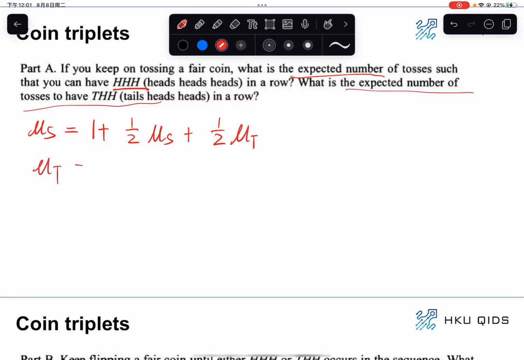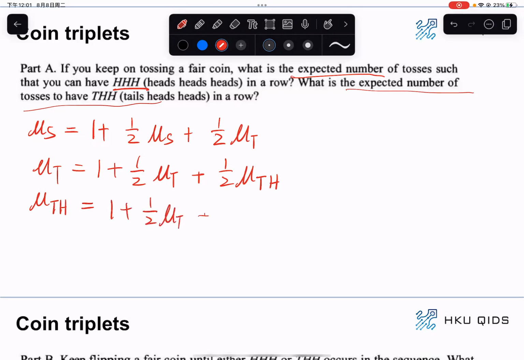And how about UT? UT has 1 plus 1 over 2. This time, if we toss the tail, then it will not bring us to the initial state, but stay at UT state, right? And if we got the head, then we move one step forward, which is tail head. And the UTH is going to be 1 plus 1 over 2 UT plus 1 over 2 UTHH, which this part is going to be 0. And combining these three, we're going to have US equal to 8. Okay? Again, we just need to use the formula to solve this kind of question.